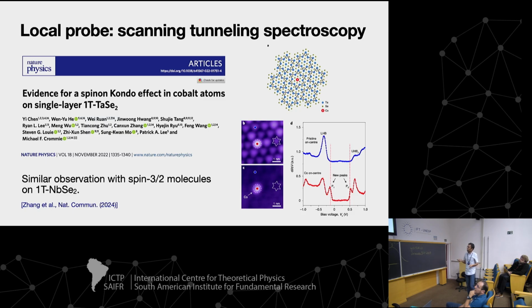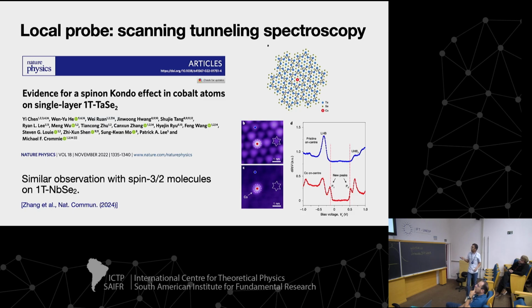So people did this experiment by placing a single cobalt atom on top of the tantalum, at the center, and then comparing with the density of states that is measured far from the cobalt impurity. And far from the impurity, this is tunneling into the Mott insulator. You see that the dI/dV vanishes unless the bias voltage reaches some finite values, which are like the edges of the upper and lower Hubbard bands.